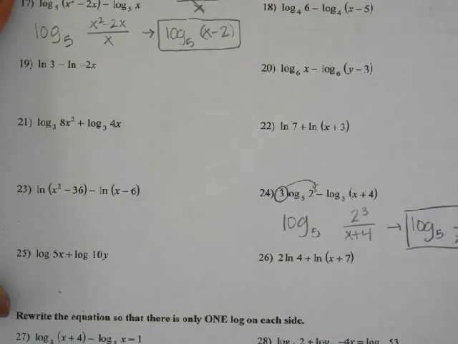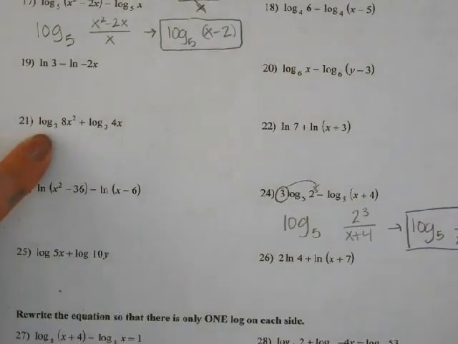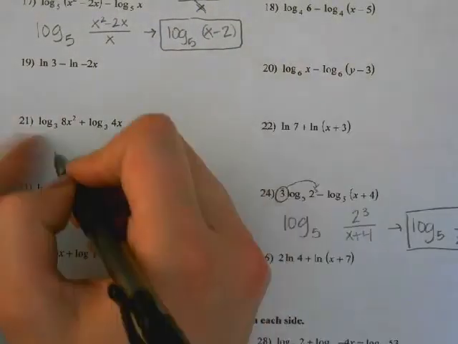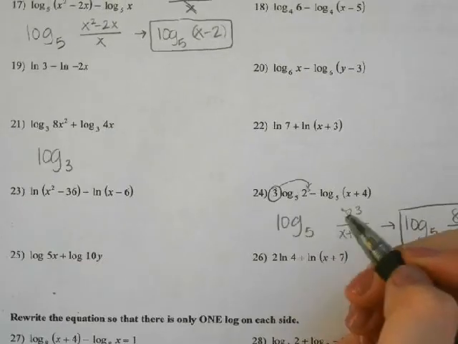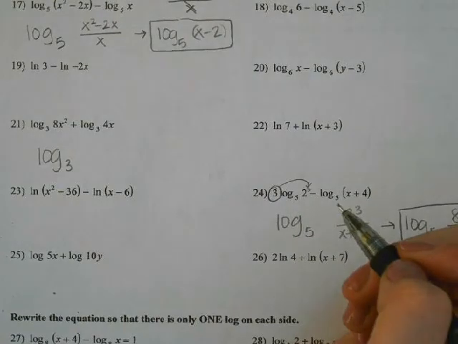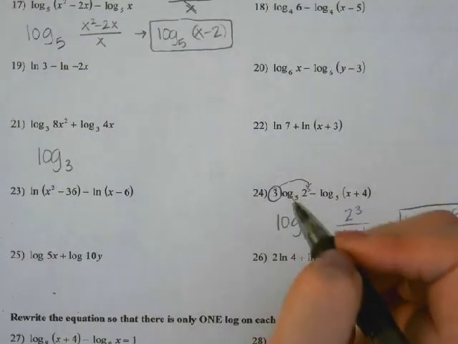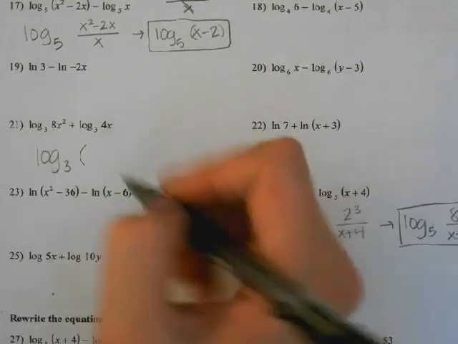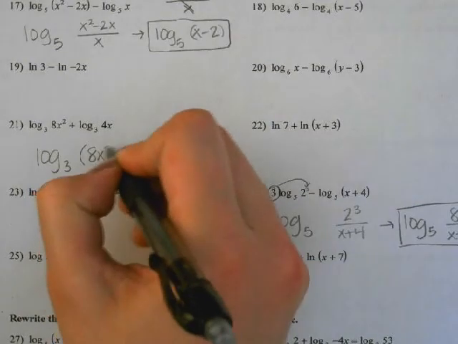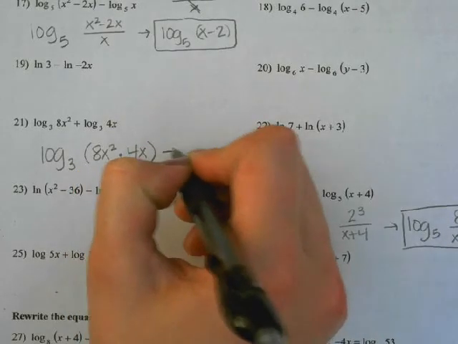How about 21? You could do 21? Okay. So, we got log base 3 written twice. How many times can we write it? Once. And what are we doing? Multiplying. So what are the two things we are multiplying together? 8x squared and 4x. And is it possible to simplify that?